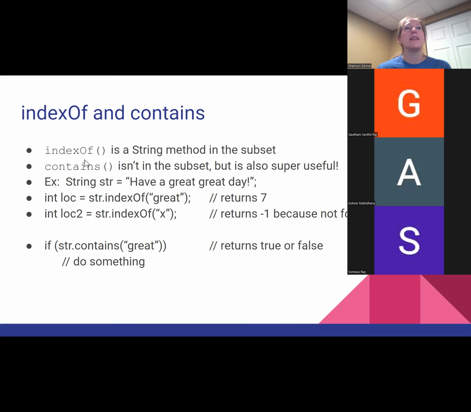All right, so indexOf and contains. indexOf is super helpful. Recall that indexOf is going to return the first occurrence. So if you have a word like Mississippi, and you're looking for the first occurrence of an S, it's going to give you 2 for MIS, so that first occurrence.